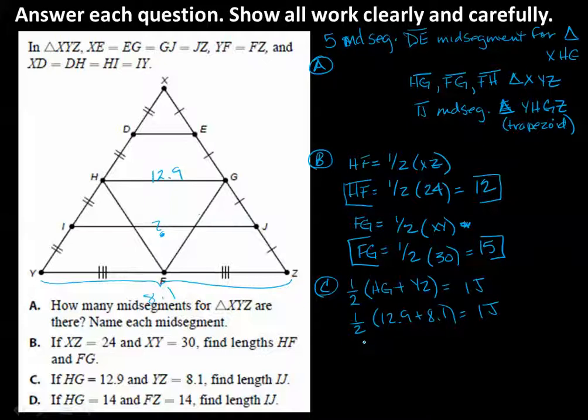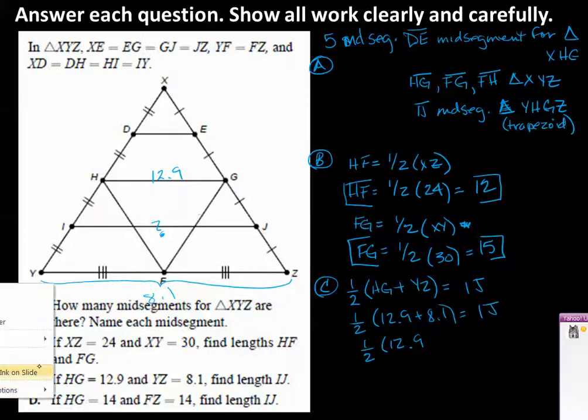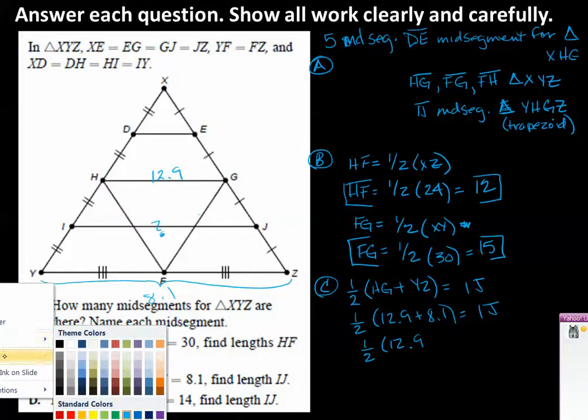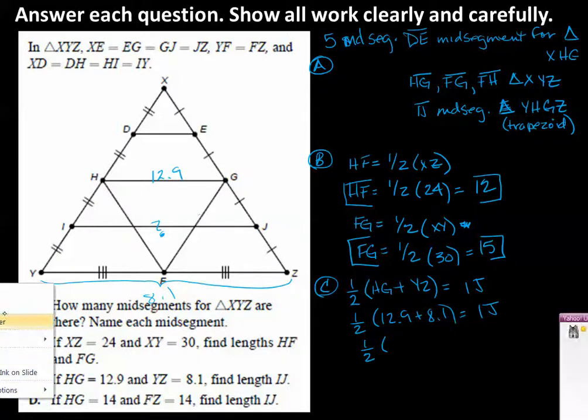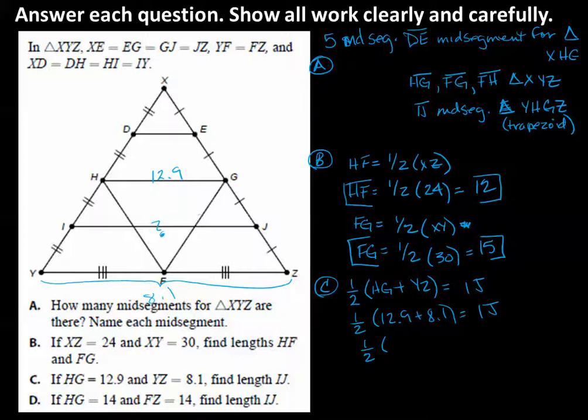So this one is easier than multiplying both sides by 2. It's easier to go ahead and add these guys together. And that's what I was supposed to be doing, and I just started writing the problem again. So that's going to be 21 equals IJ. Well, half of 21 is going to give me 10.5. So there we go. And hopefully I've got enough room down here to do part D.